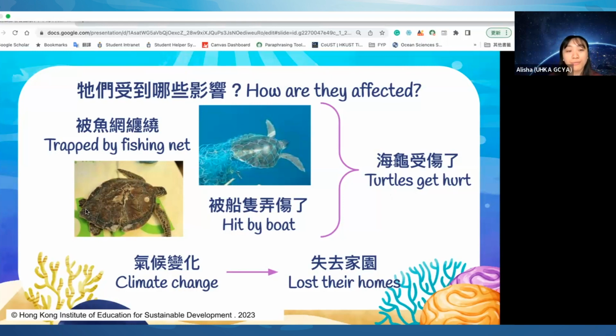Also, when we are driving a boat, the turbine may hit them, just like how we hurt the whales.